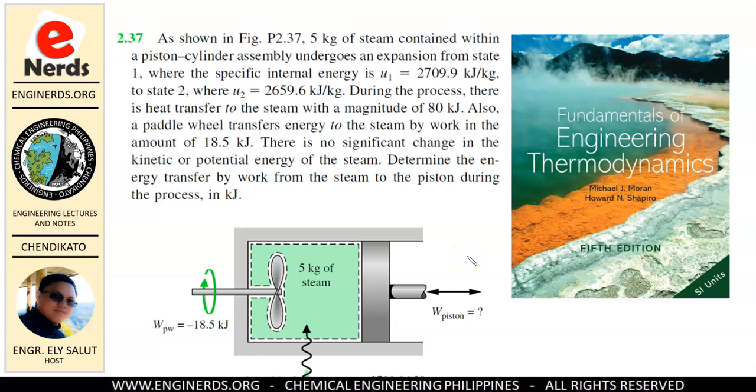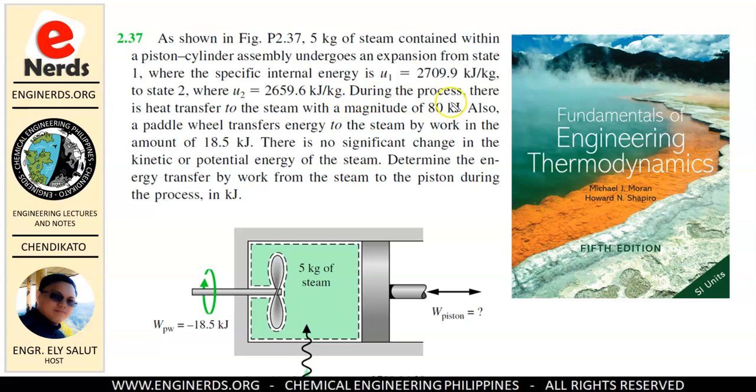Okay, so let me read our problem. As shown in figure P 2.37, 5 kg of steam contained within a piston cylinder assembly undergoes an expansion from state 1, where the specific internal energy is U1, which is equal to 2709.9 kilojoules per kilogram, to state 2, where our specific internal energy is equal to 2659.6 kilojoules per kilogram. So take note, ang given sa atin dito is specific internal energy. That is why it is divided by its weight.